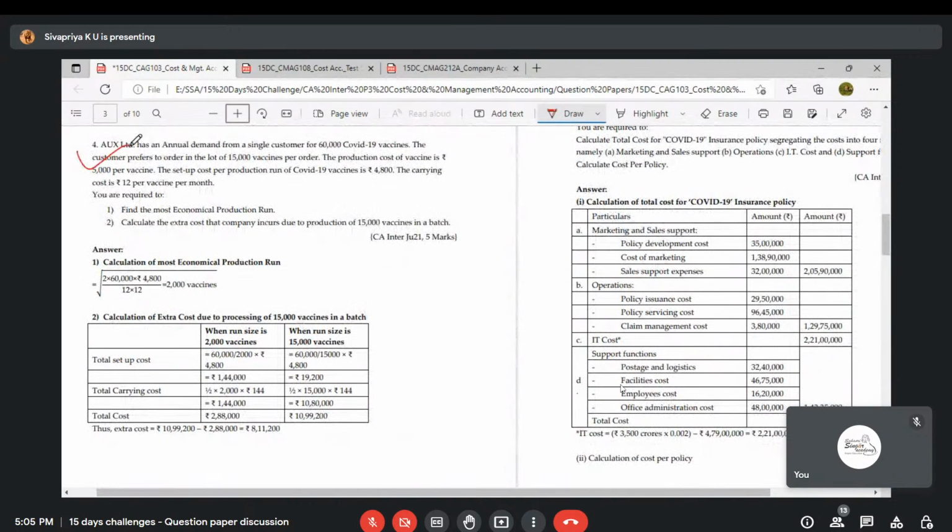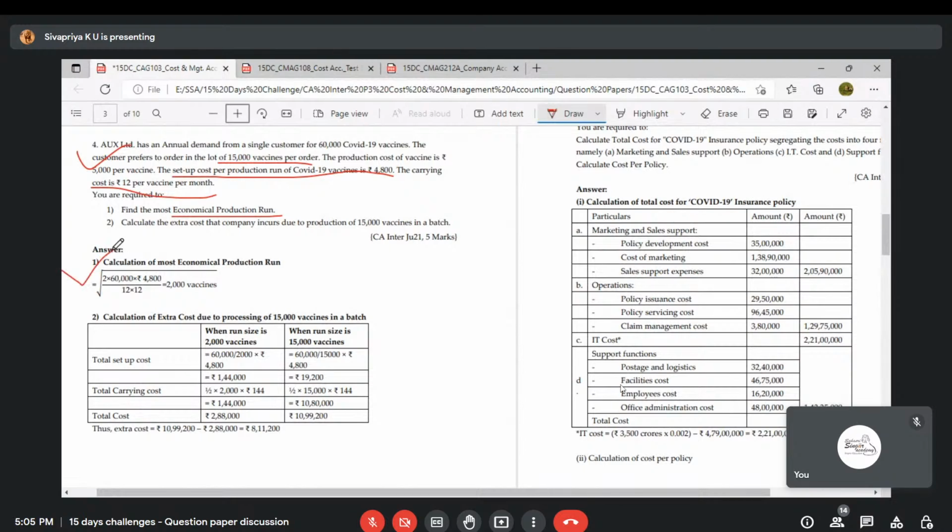So this is for economic production run or economic batch quantity. You have to calculate the economic production run. உங்களுக்கு தேவையான எல்லா டேட்டாவும் available இருக்கு. What is the ordering cost and what is the carrying cost? Batch quantityங்கிறதுனால it is a setup cost. The carrying cost is 12 per vaccine per month.